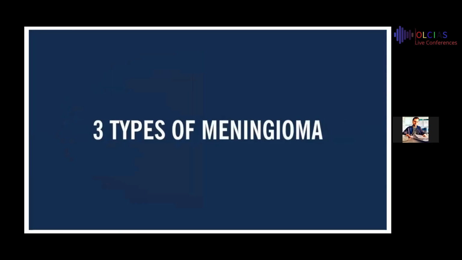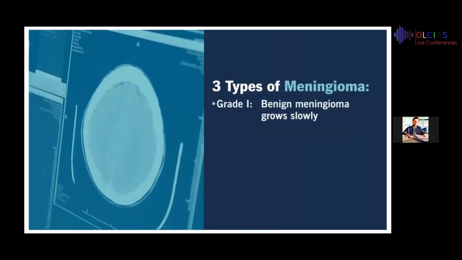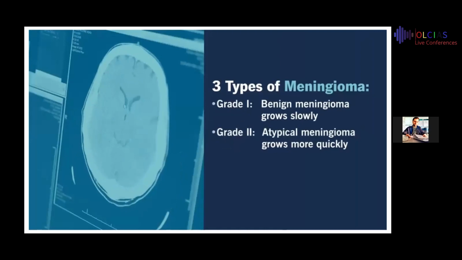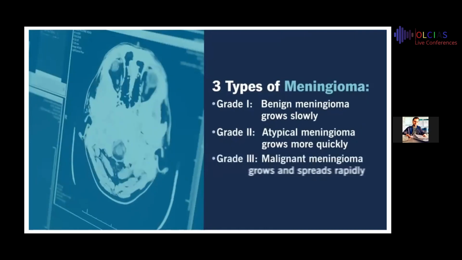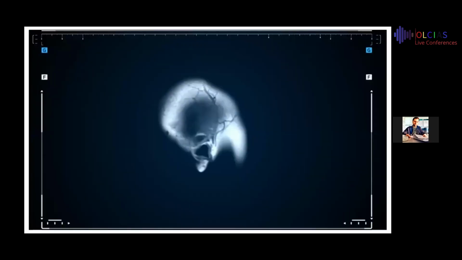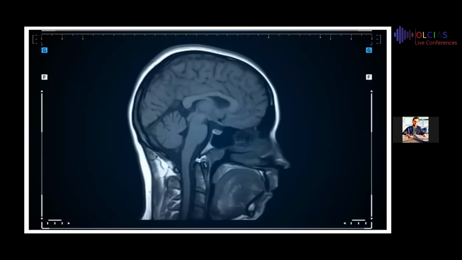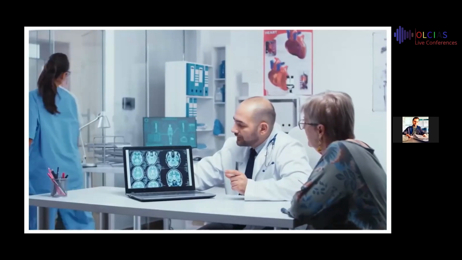There are 3 types of meningioma: grade 1 or benign meningioma, which grows slowly; grade 2 or atypical meningioma, which grows more quickly; grade 3 or a malignant meningioma, which grows and spreads rapidly. Most meningioma grow very slowly. In fact, you might confuse tumor symptoms with something else, like the effects of aging.